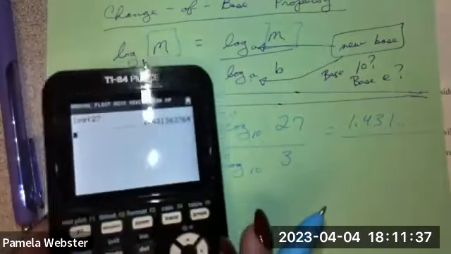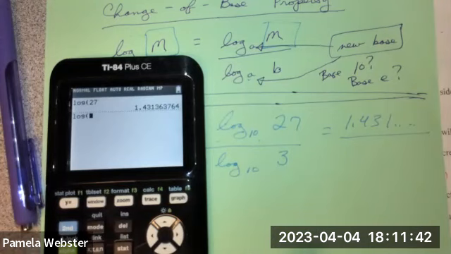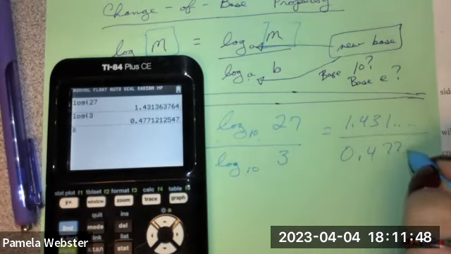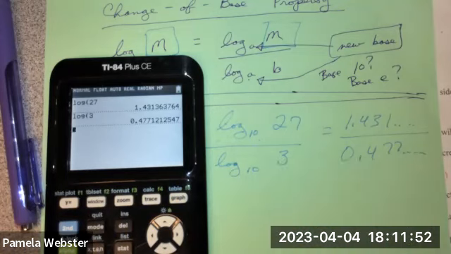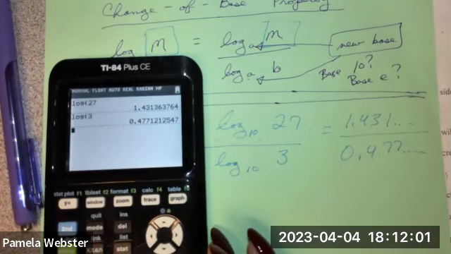On the bottom is log of 3. It's base 10, but I'm using the common log button of 3. Well, that is 0.477, and so on. It's a long decimal as well. That's why I said, don't round these. If you're writing it and you don't want to write all that, that's fine. Just write a couple of decimal places. But in my calculator, I'm going to keep it as much as I can.